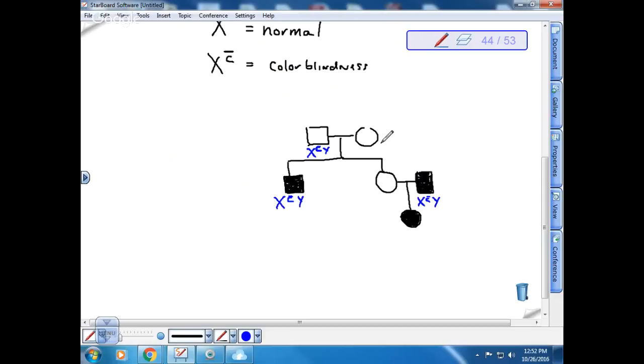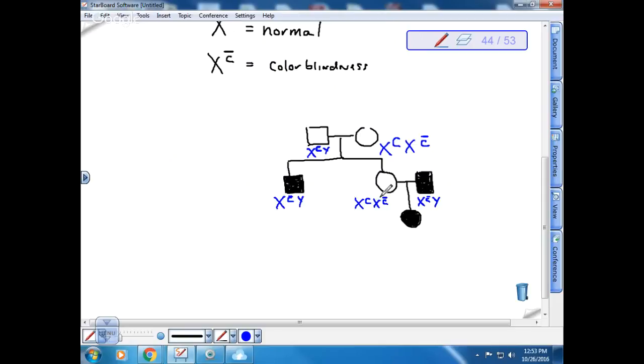Okay, so this female has a son with color blindness. So what combination of chromosomes does she have to have? She's a carrier, right? She's got a big C and she has a little c. And I know that by working backwards, right? I say, oh, well, she had a son that had it, so she has to be a carrier. Okay, same thing with this one. This individual has to be a carrier, right? And so I can go ahead and mark that in. She doesn't have it, so she has to be a carrier, right?